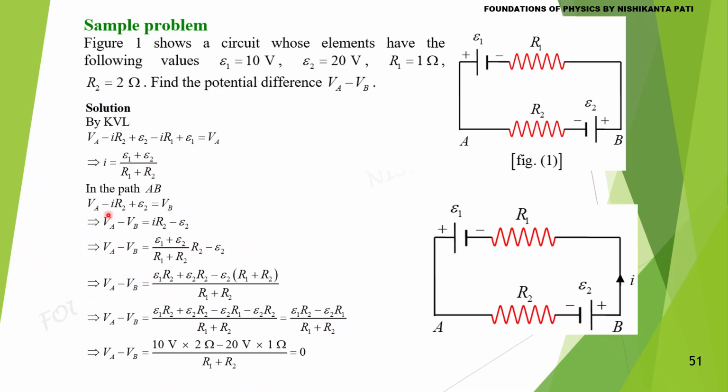Then in the path AB, you can move either this way, or you can move this way. So let me move the path AB this way. So VA minus IR2 plus E2 equal to VB. Then VA minus VB, how much? Then put the value of I here and rearrange. Then after putting the respective values, we get VA minus VB to be 0.